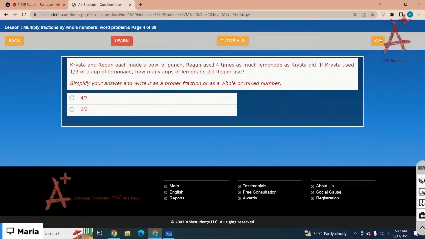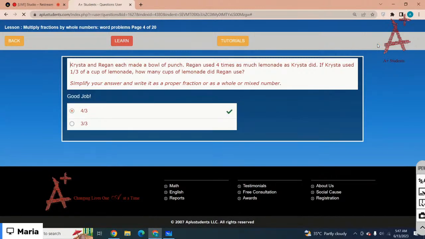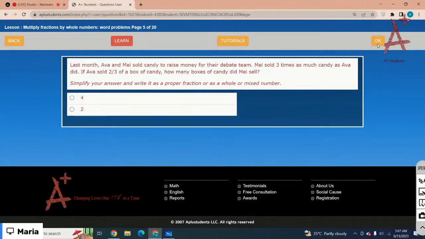Very good. That would be 4 over 3. 4 over 3, not 2.